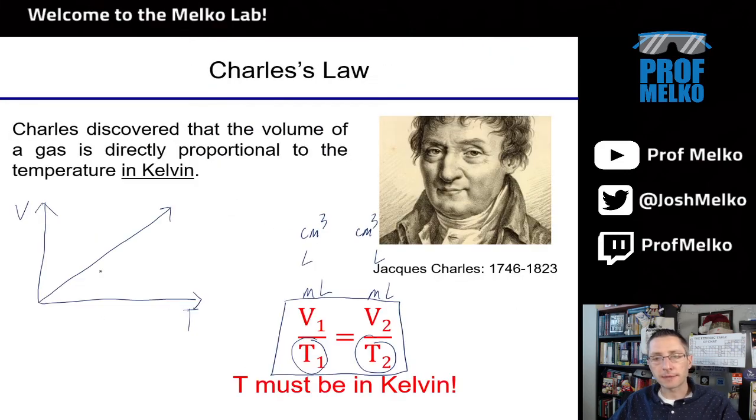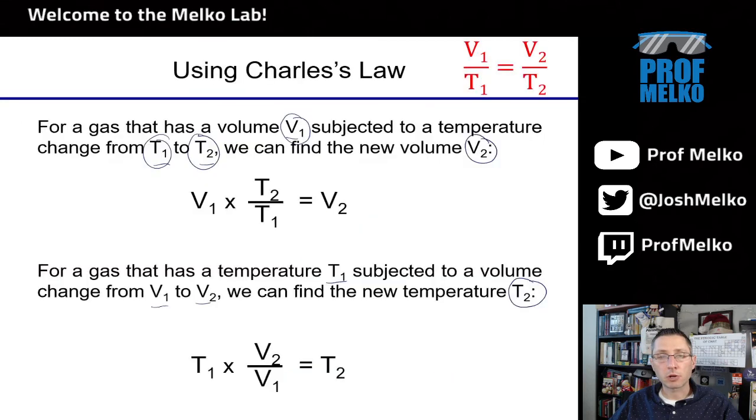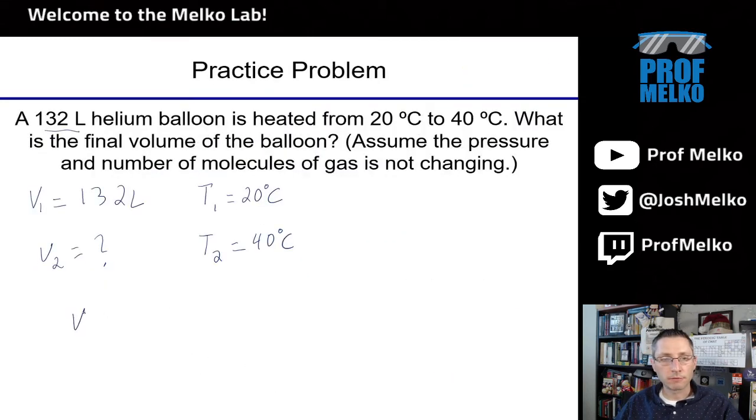I clearly can see that this is a Charles' law volume-temperature relationship. V1 over T1 equals V2 over T2. Remember here, both volumes are going to be the same unit like liters, doesn't matter what that unit is, but they must be the same. Temperature has to be in Kelvin, so I must convert this to Kelvin. Here I'm going to do the conversion by adding 273.